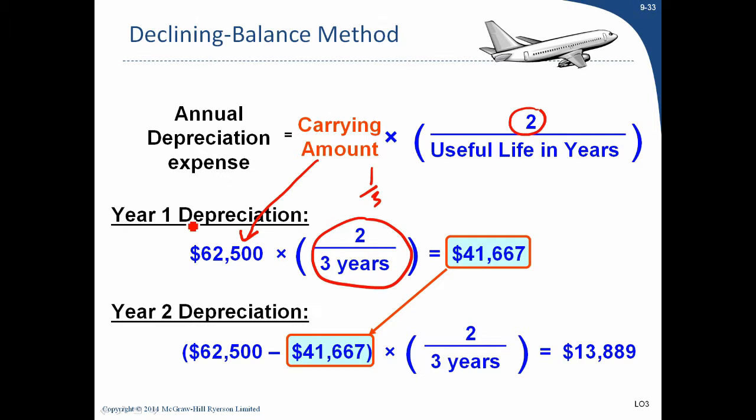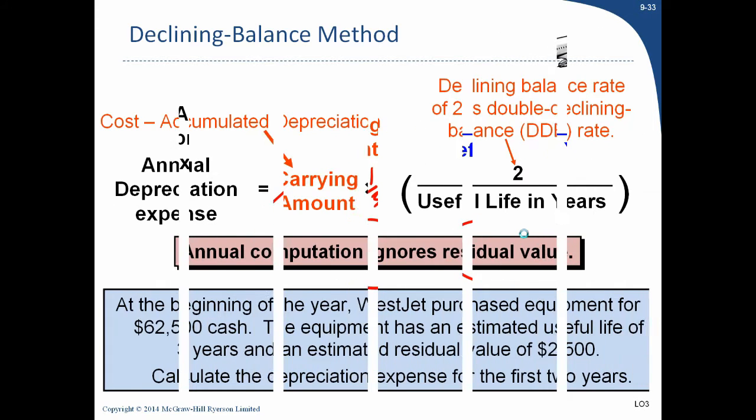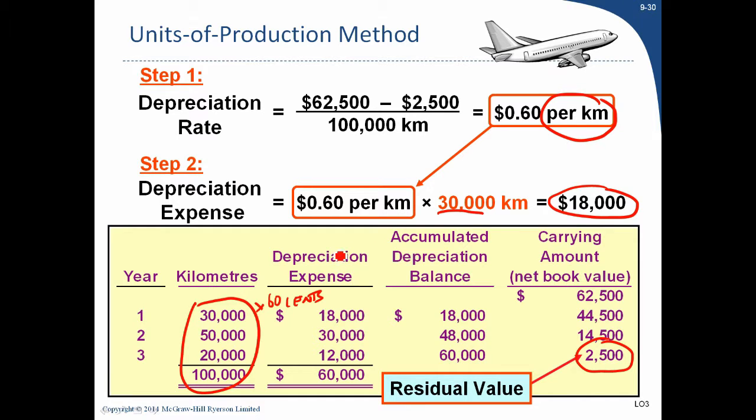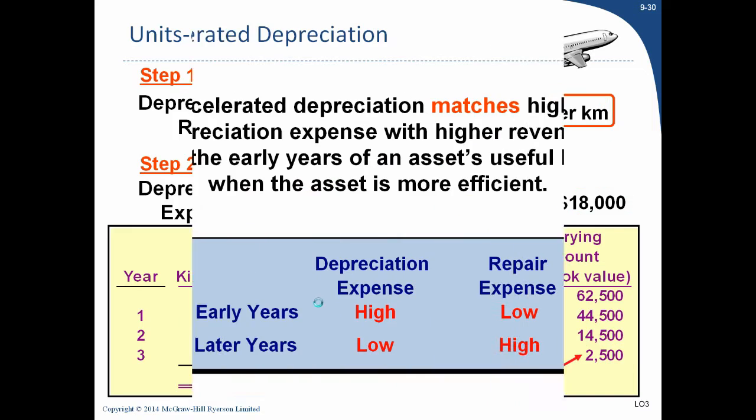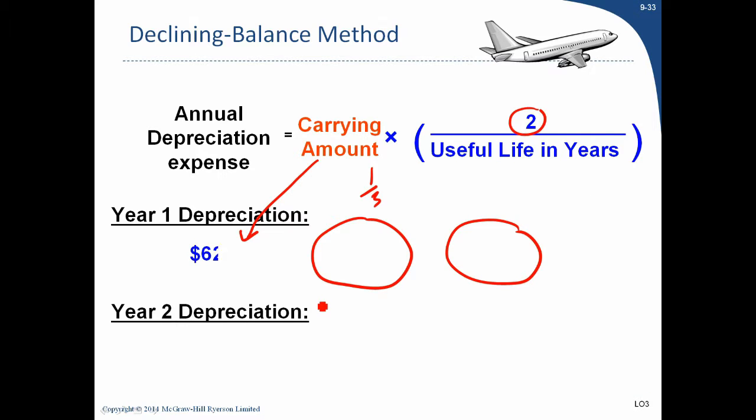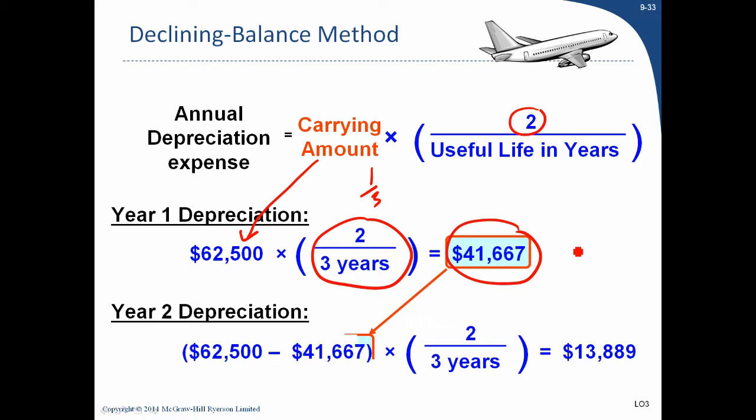Notice how in our first year of depreciation, we're writing off 41,667. In the other methods, we wrote off, I think it was 18 in our first year for the units of production, and it was 20 under the straight line method. Under the accelerated depreciation method, we write off 2/3 of the asset in the first year alone. So you can see how this can create vast distortions in earnings, and in assets.